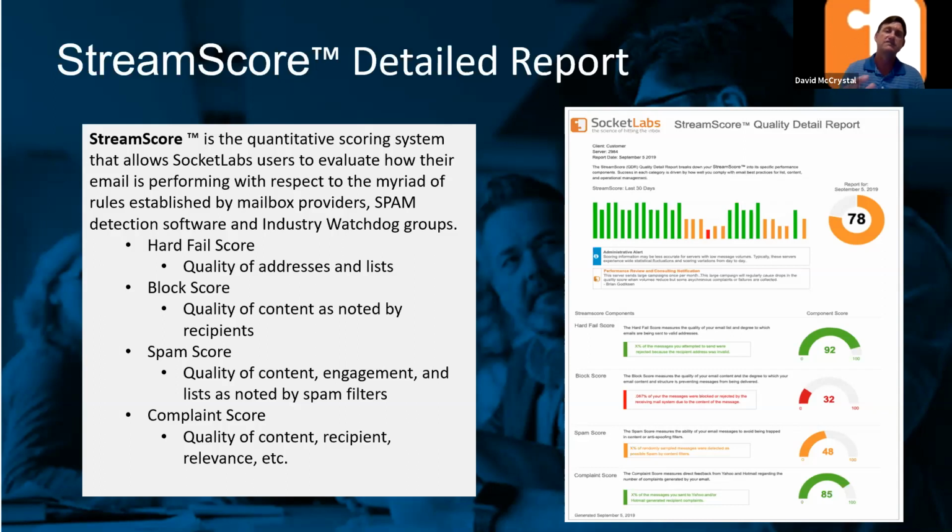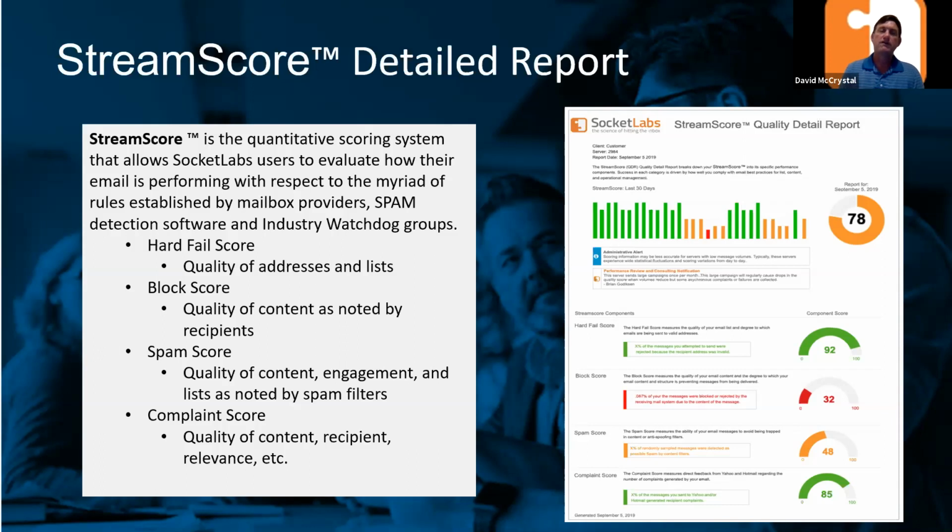But the things we're looking at are the hard fail score, which is really about the address quality, and the block score, which has something to do with the content. It could in fact be weak authentication, which we see often with folks that come to us, or it could even be the way a message is built, the words in the message, and a variety of other things. And that's where diving into the codes can be helpful for our consultants.